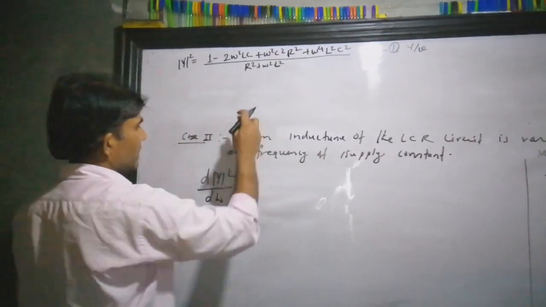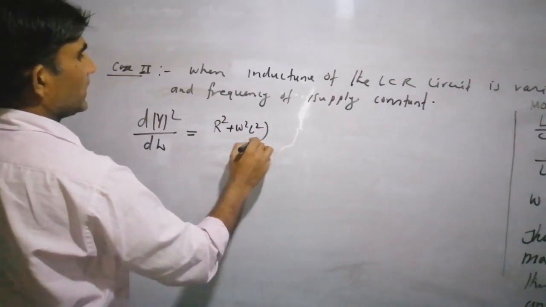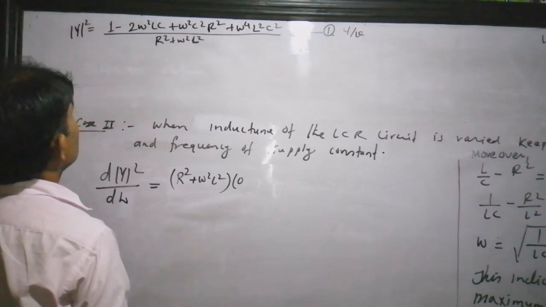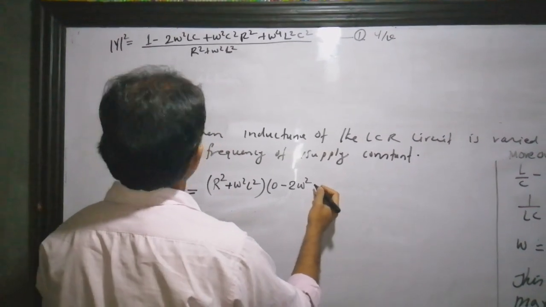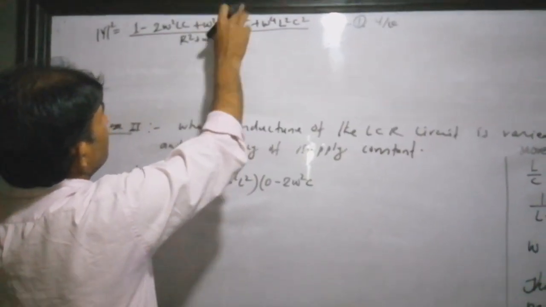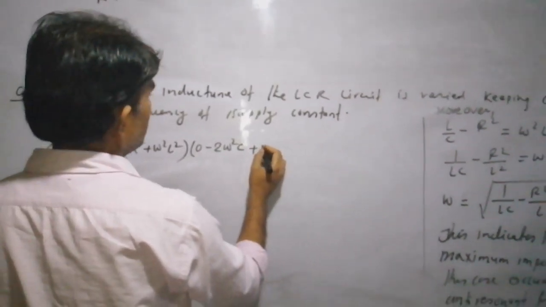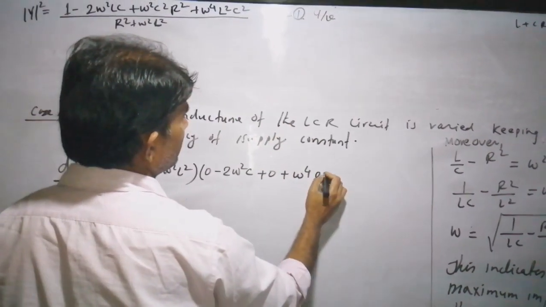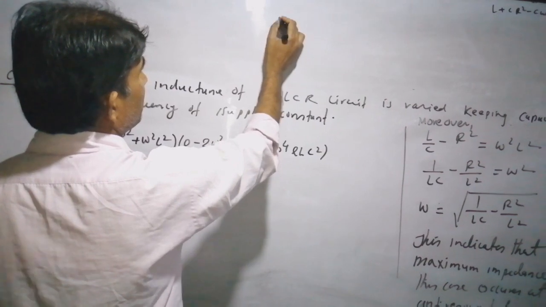Okay, I use the formula, and V is R square plus omega square L square. Then I have to take the derivative of this. The derivative of the first term is 0, minus 2 omega square, and the independent real term, dL by dL, is 1, so this remains C. The next term has no L, so it will be 0. Next is the omega 4 L square term, so we get 2L times C square, and this becomes the numerator part of the formula for the derivative of U upon V.